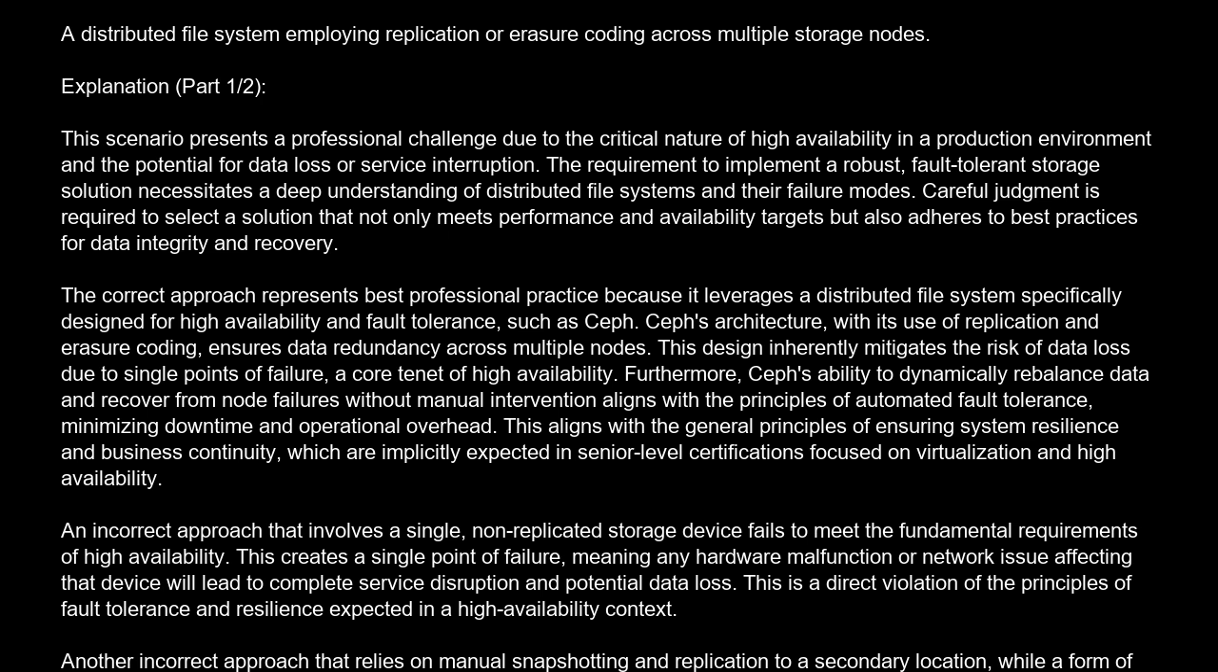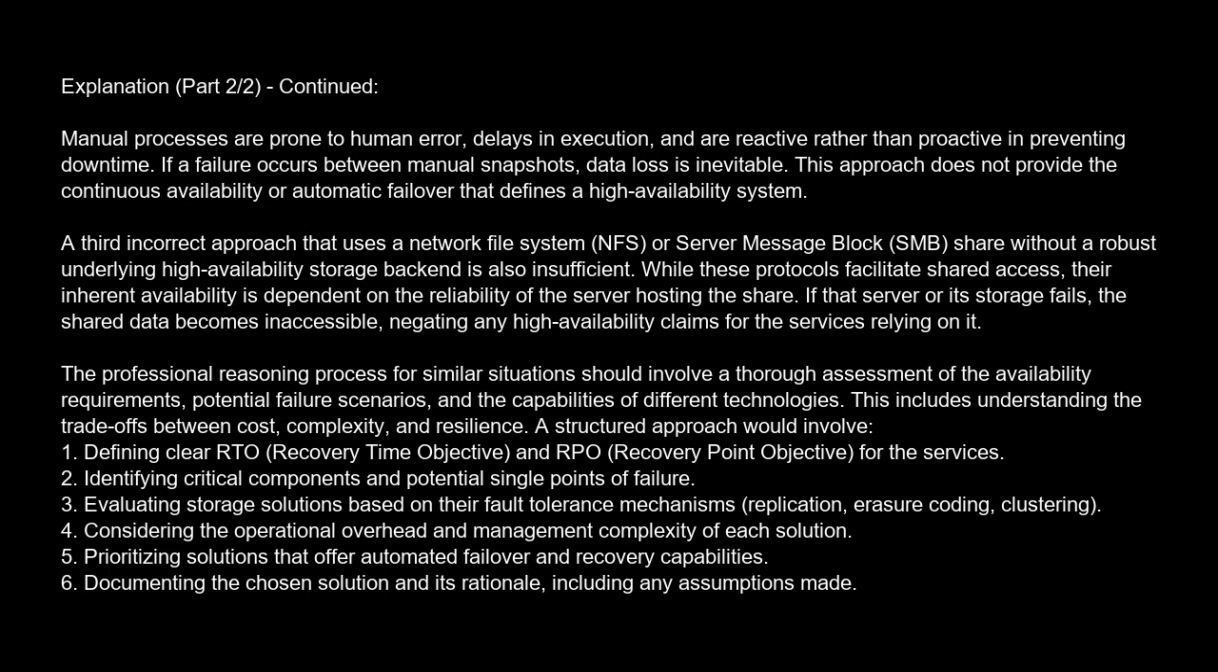Another incorrect approach that relies on manual snapshotting and replication to a secondary location, while a form of backup, is not a true high availability solution. Manual processes are prone to human error, delays in execution, and are reactive rather than proactive in preventing downtime. If a failure occurs between manual snapshots, data loss is inevitable. This approach does not provide the continuous availability or automatic failover that defines a high availability system.